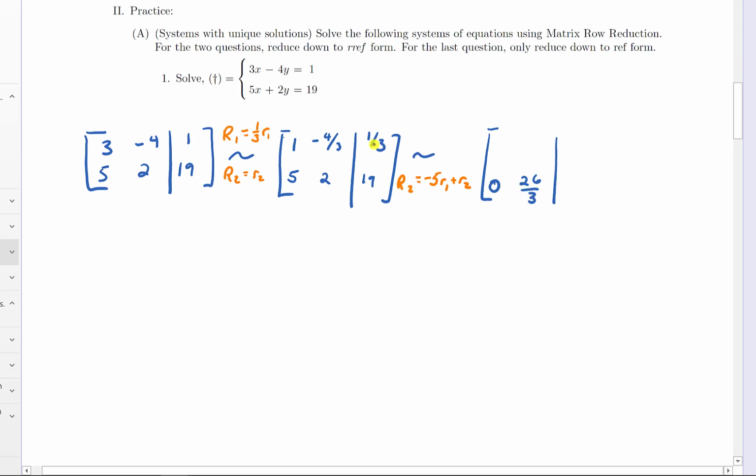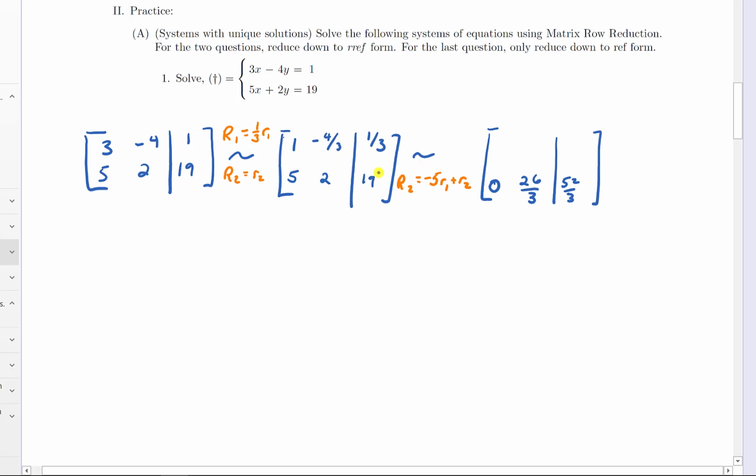Augmentation bar. Then I'm multiplying this entry by -5 here, so that's -5/3. And I'm going to be adding this to, what is that, 57. So I'm going to be adding this -5/3 to 57/3, which gives me 52/3 for that entry. Okay.